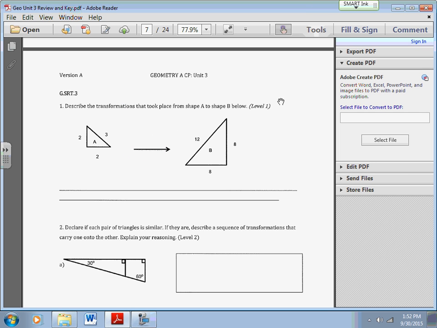Could you tell me the scale factor? 4. Now notice 2 of the sides are the same, 2s and 2s. Are there 2 that are the same on the other one? Yes. So then you would go, the new size, which is the 8 and the 12, over the 2 and the 3. And 8 over 2 is 4, 12 over 3 is 4. The scale factor is 4.